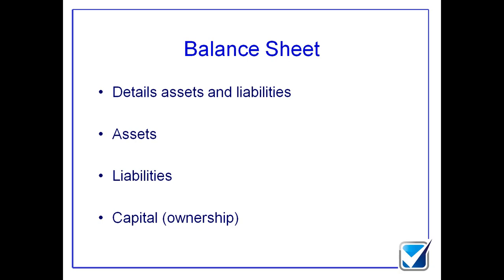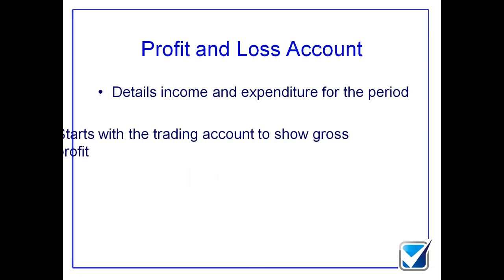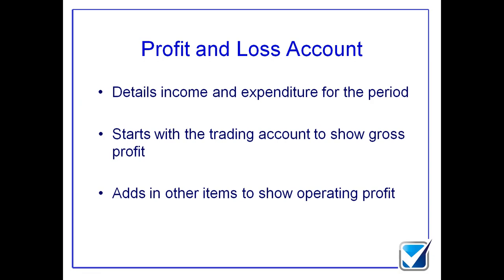From a profit and loss account perspective, my other key financial statement, this is going to give me all of my income and expenditure. Income will be things such as sales. Expenditure will be amounts of money that I've had to spend to make sure I can make those sales.